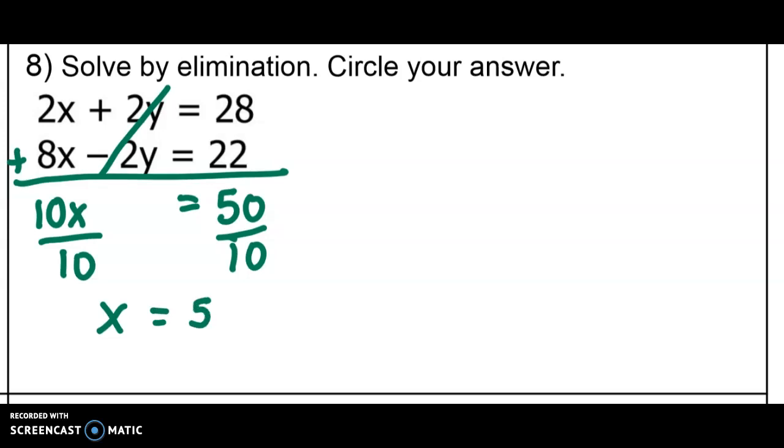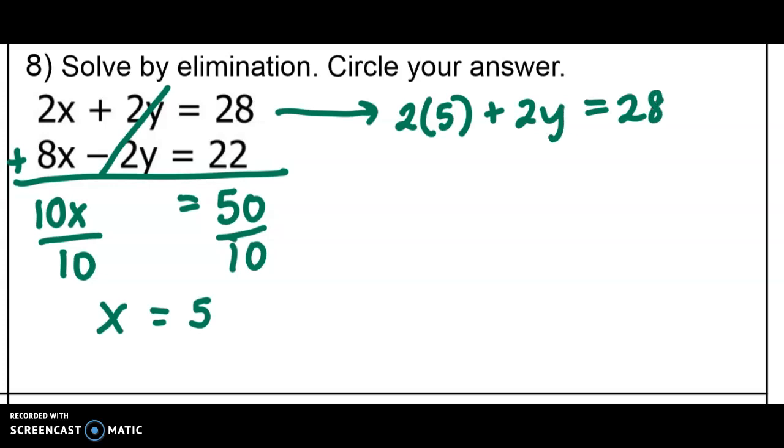And then to figure out what y equals, we are just going to plug x back in. You may plug it into either one of the original equations. It does not matter, and you would get the right answer. So let's just use the first one. So 2, I'm going to plug in 5 for x, plus 2y, y is what I don't know, equals 28. 2 times 5 is 10, plus 2y equals 28. And now I'm just solving for y.